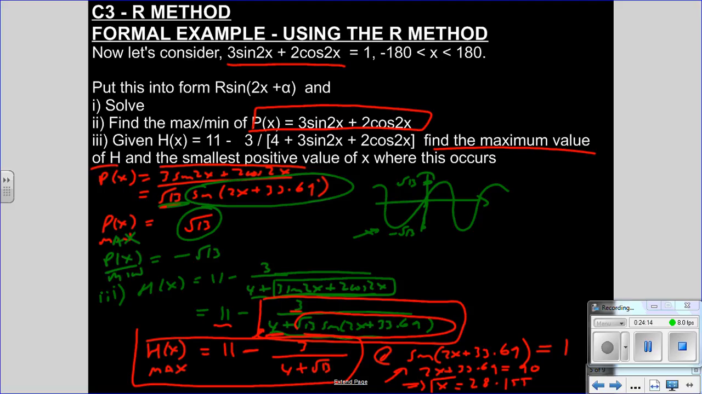28.155. And for the degree of accuracy, it will tell you what it wants it to be. Normally 1 dp or 3 sig figs, fine. And that's it. That's it for the R method. Lots more to practice in class.